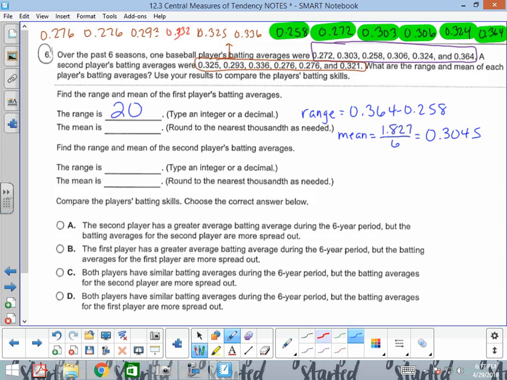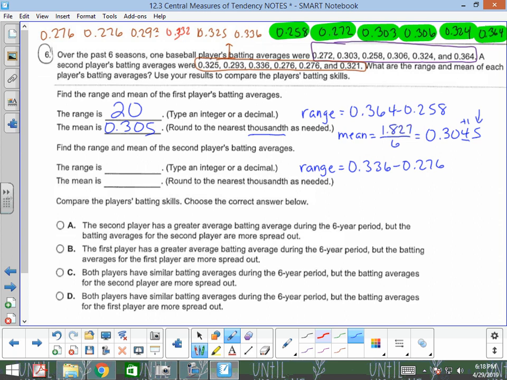And rounding this number, just a little quick review on rounding. You look at the number in the thousandths place, that's the third number. That's what we're trying to round. Since the next digit is 5 or more, we're going to add 1 to the number in the thousandths place. So this will be 0.305.